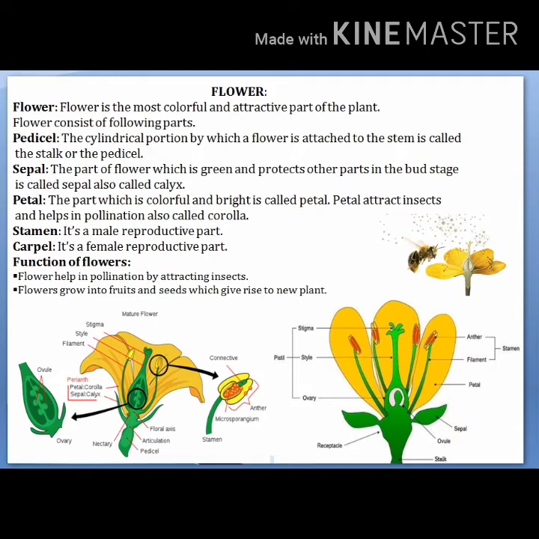Reproduction means continuity of species of the same flower. Now look at the parts of the flower. Pedicel: the cylindrical portion by which a flower is attached to the stem is called the stalk or the pedicel. Sepal: the part of the flower which is green and protects other parts in the bud stage is also called sepal, and calyx. Petal: the part which is colorful and bright is called petal. Petals attract insects and help in pollination, also called corolla.